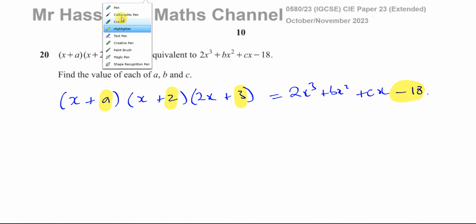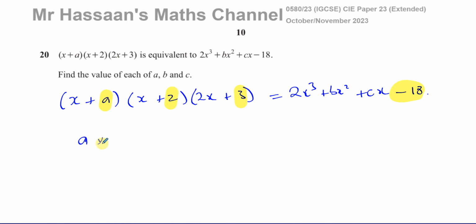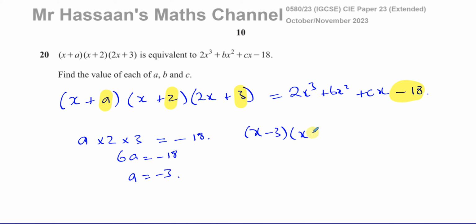So we could say that a times 2 times 3 must give us negative 18. So that's 6a equals negative 18, so a is equal to negative 3. Once we know a is negative 3, our brackets are x minus 3, x plus 2, and 2x plus 3.